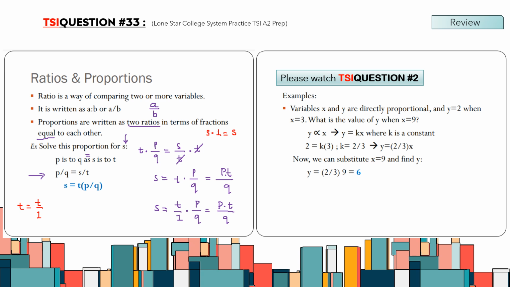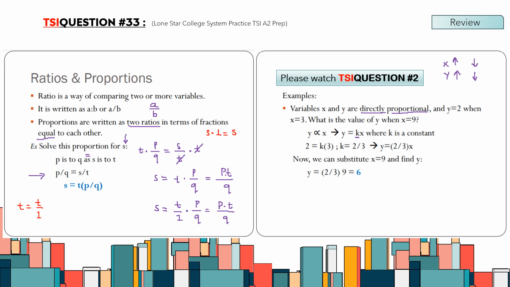For example, we have variables X and Y that are directly proportional. Directly proportional means that whenever you increase the X value, you will increase the Y value. If you decrease the X value, you decrease the Y value as well. And how much you increase or decrease is determined by the k factor, or a constant.